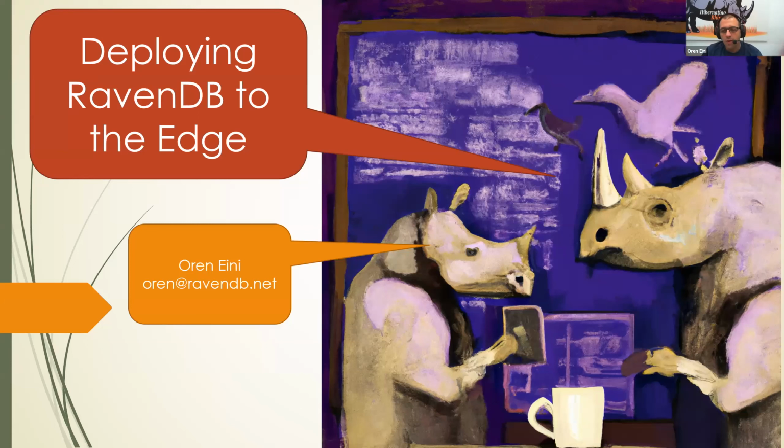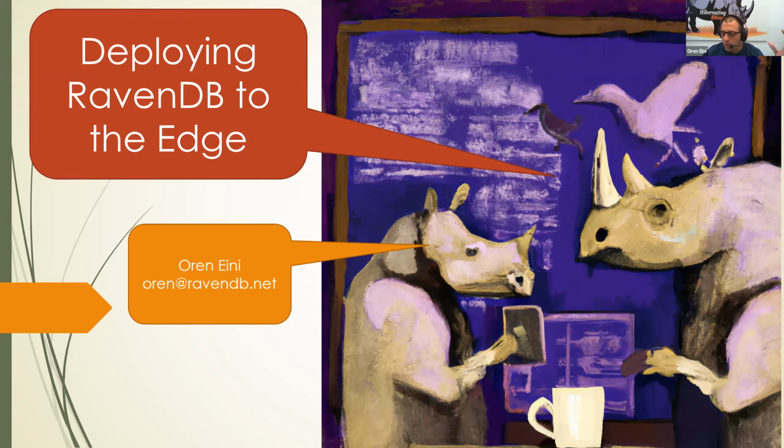And the reason we are here today is to answer a very simple question. How do you deploy RavenDB to the edge? RavenDB is obviously a NoSQL document database. It allows you to store data, and most importantly for the current scenario, it gives you a lot of really interesting options with regards to data distribution.